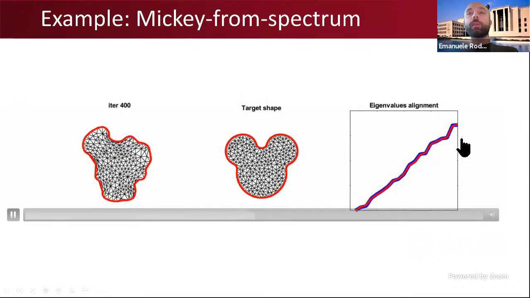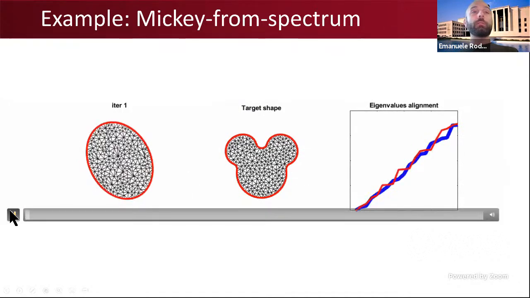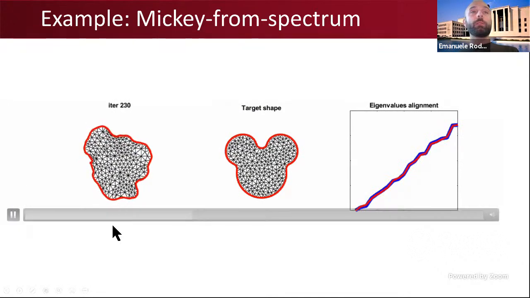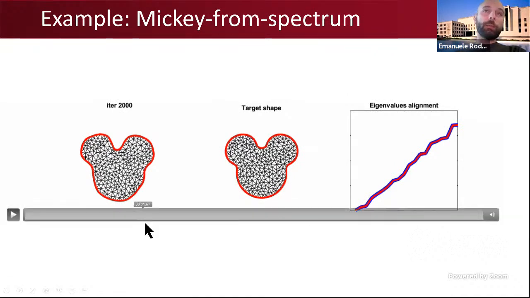See, the eigenvalues are already almost perfectly aligned and the shape deformed to take the shape of the Mickey Mouse. Okay, so this worked very well. We did a bunch of experiments. It worked consistently well.